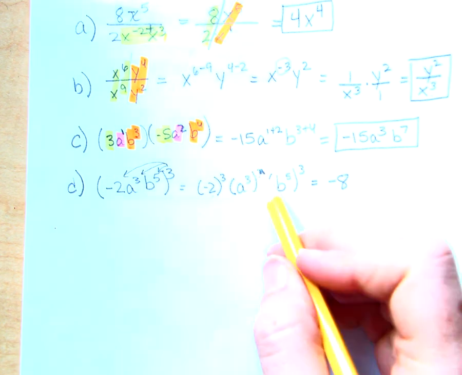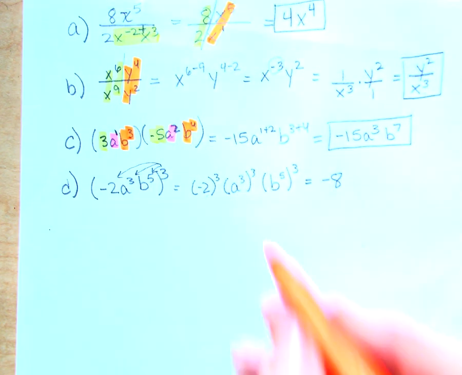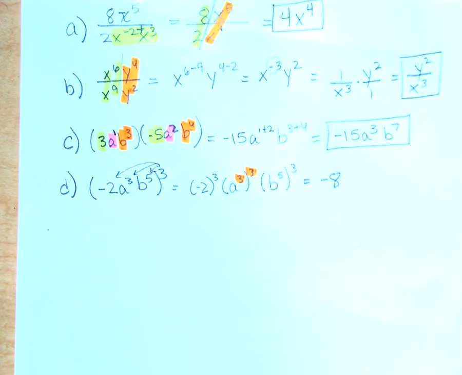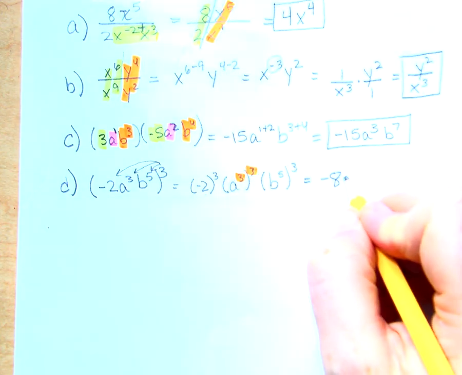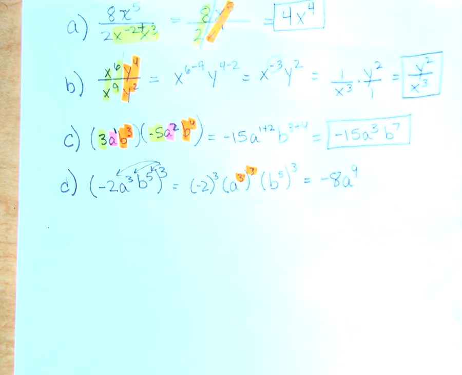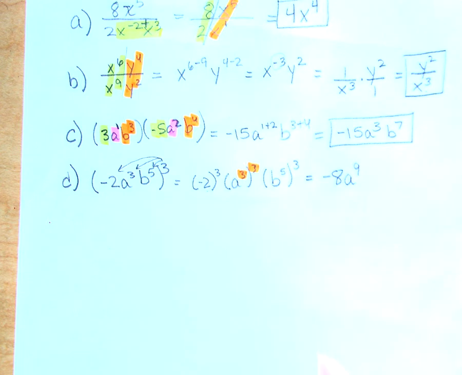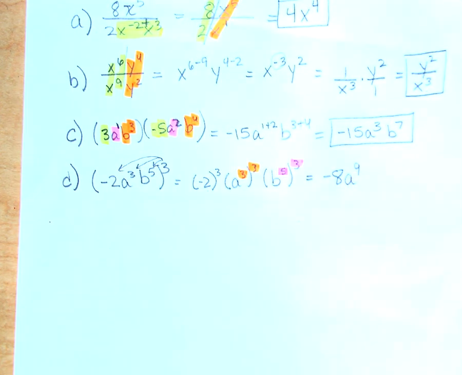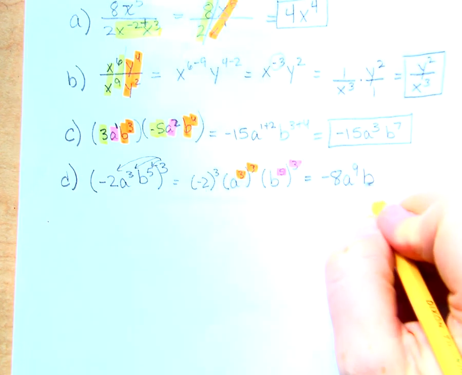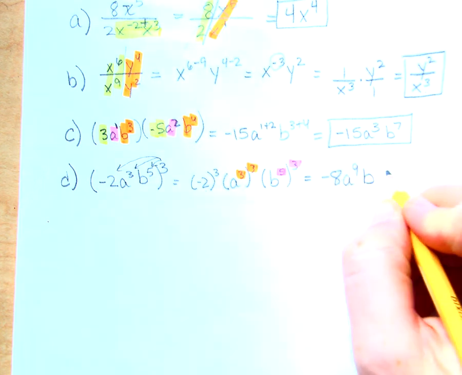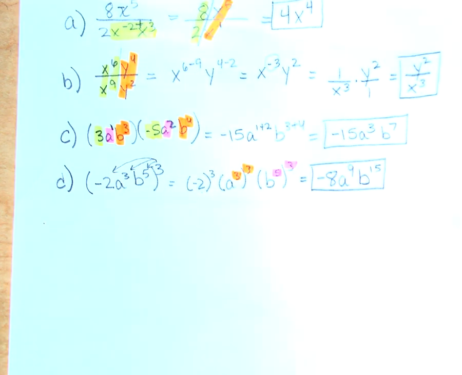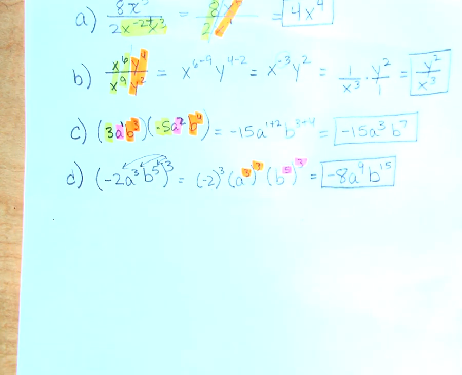Power of a power, when I have an exponent that's being raised to an exponent, that means I'm going to multiply. So that'll be a to the 3 times 3, which is 9. Same thing is going to happen here. I have a power of 5 raised to a power of 3. So that means I'm going to do 5 times 3, which is 15.